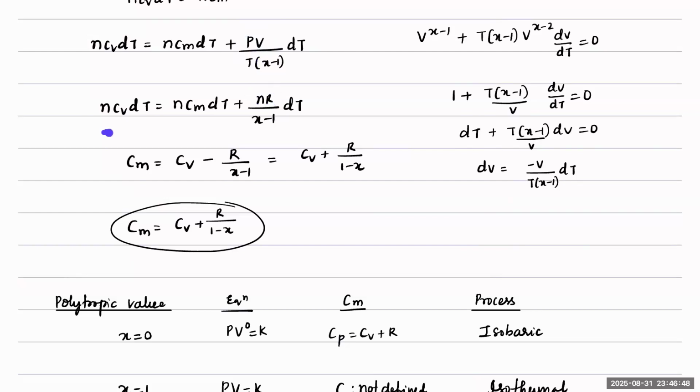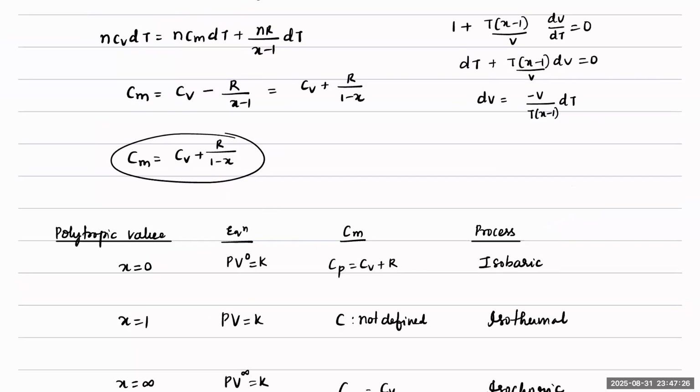So now what we got here is dT, dT, dT being same, I can cancel it off. Okay, and n and n can be cancelled off. What is left is simply Cm is equal to Cv. If I take it to the left hand side, it will become minus R by x minus 1. Or this minus can be converted into plus sign here, making this as 1 minus x. So this is Cv plus R by 1 minus x. So Cm is equal to Cv plus R by 1 minus x, and this becomes the specific heat for a polytropic process. Okay, molar specific heat for a polytropic process.